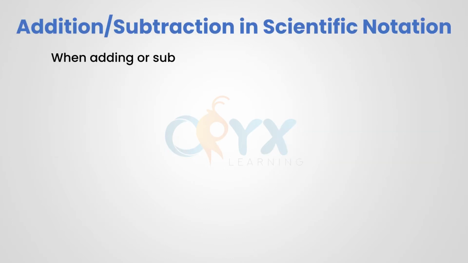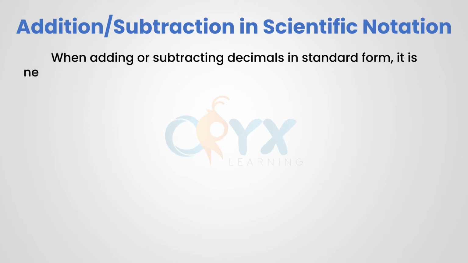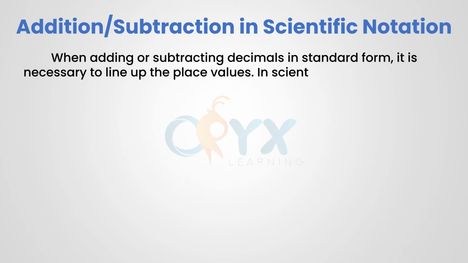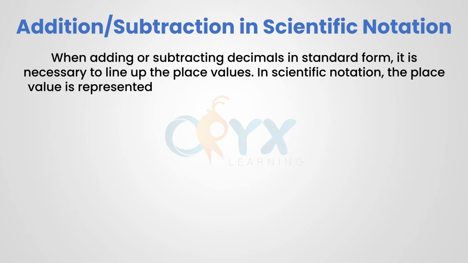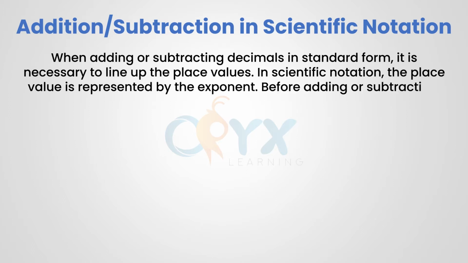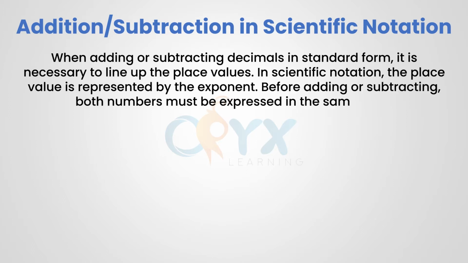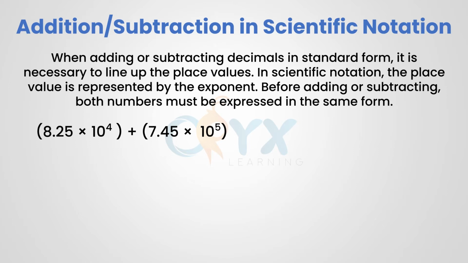When adding or subtracting decimals in standard form, it is necessary to line up the place values. In scientific notation, the place value is represented by the exponent. Before adding or subtracting, both numbers must be expressed in the same form. So for example, 8.25 times 10 to the fourth plus 7.45 times 10 to the fifth.